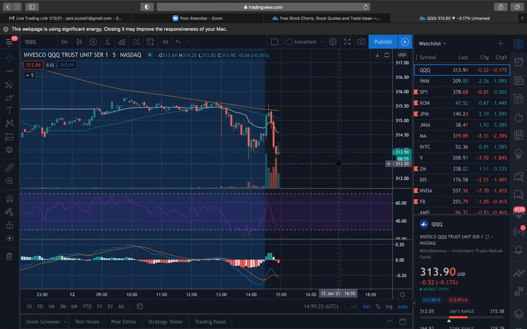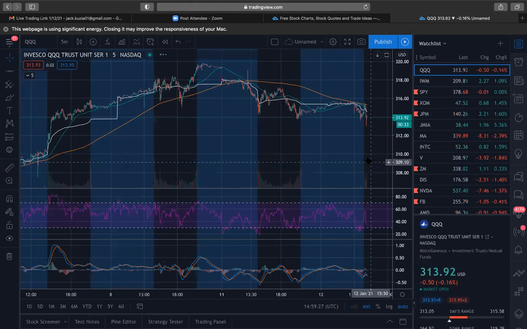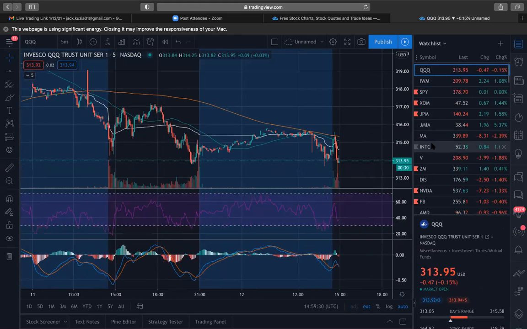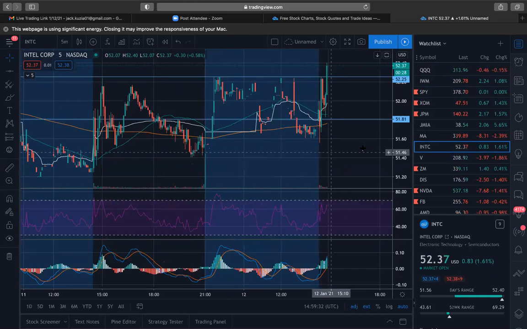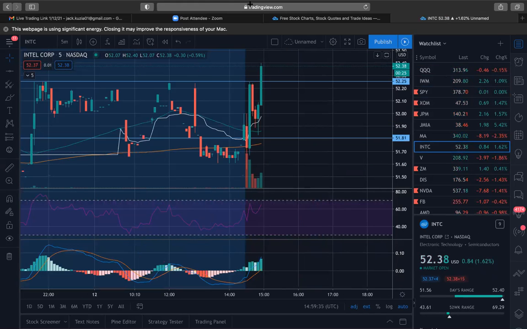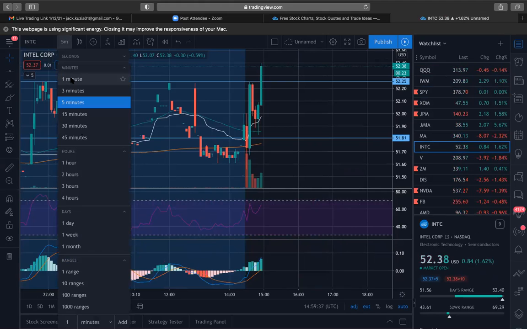Another thing to look at is Intel seems to be performing pretty well with tech looking really weak. So that's something to be excited about. Big volume on that break too. We're chilling.